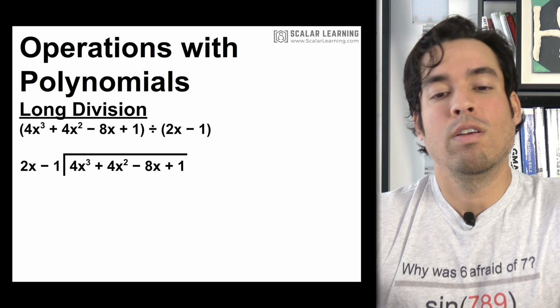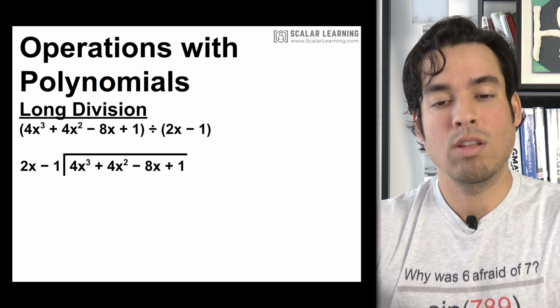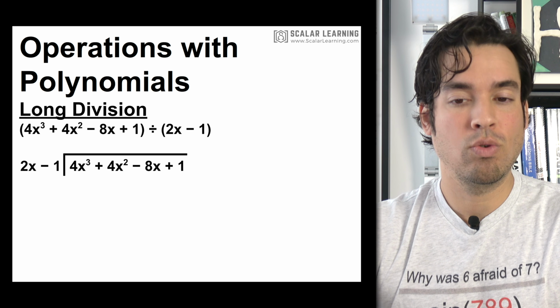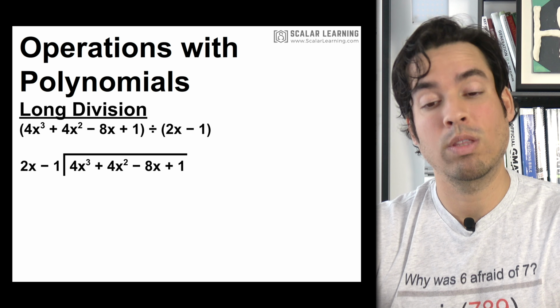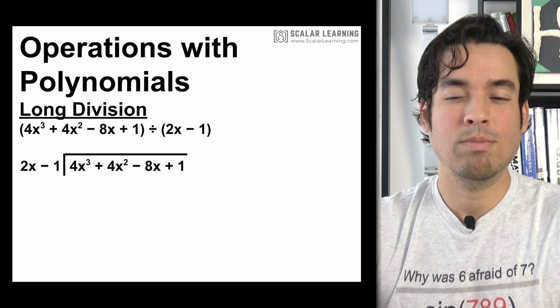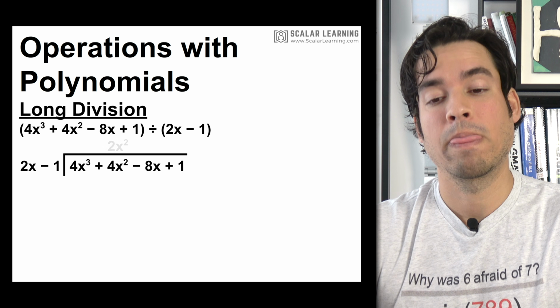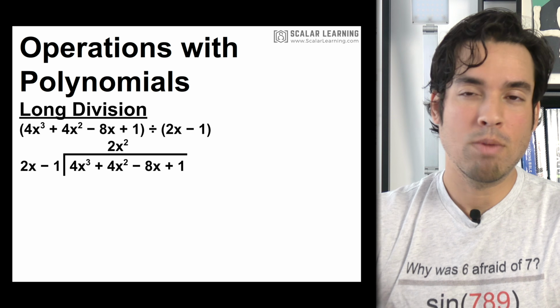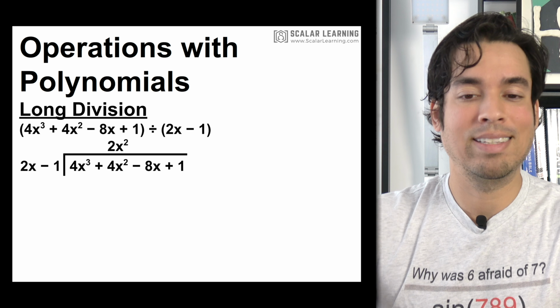Now, the first thing that I ask is I only look at that leading term, the 2x, and the biggest one, starting with the biggest one of the inside polynomial, which is 4x cubed. And I say, what times 2x gives me 4x cubed? Okay, that would be 2x squared.